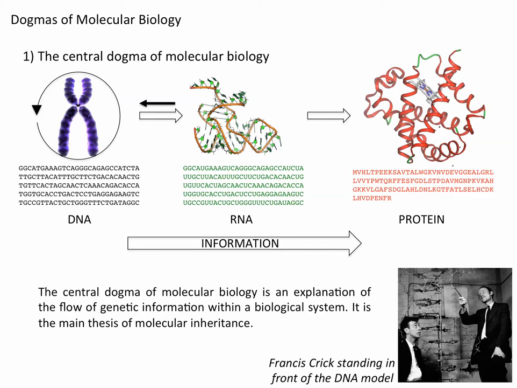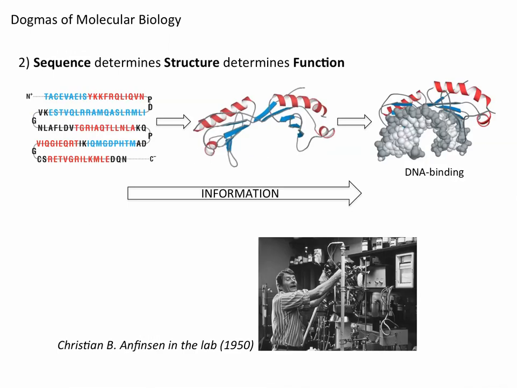As you can see, there is a connection of biological information contained at the gene level to the protein level, which generally takes care of the cellular and biological functions. The second postulate was established by the Nobel Prize winner Christian Anfinsen. Anfinsen's work on the folding of ribonucleases shows a direct connection between the amino acid sequence and the biologically active conformation.